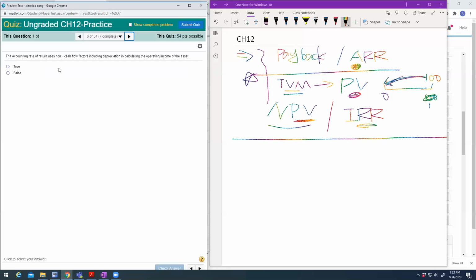Oh, this is a good one actually. Yeah, so you have to use the cash and subtract the non-cash, which is the depreciation expense, to get the operating income. Okay, so I guess it's true. Oh, I'm so smart. Oh my goodness. Okay, next one, investments with a longer payback period are more desirable. No, we want to have a shorter one, right? So this is false.